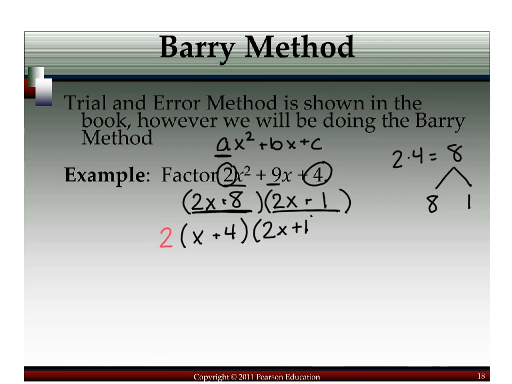2x plus 1. And this 2 out here, we're actually just going to get rid of it. It does not matter anymore. This is our solution. x plus 4 times 2x plus 1. And if you do multiply these two out, FOIL this all out, we will end up back here.